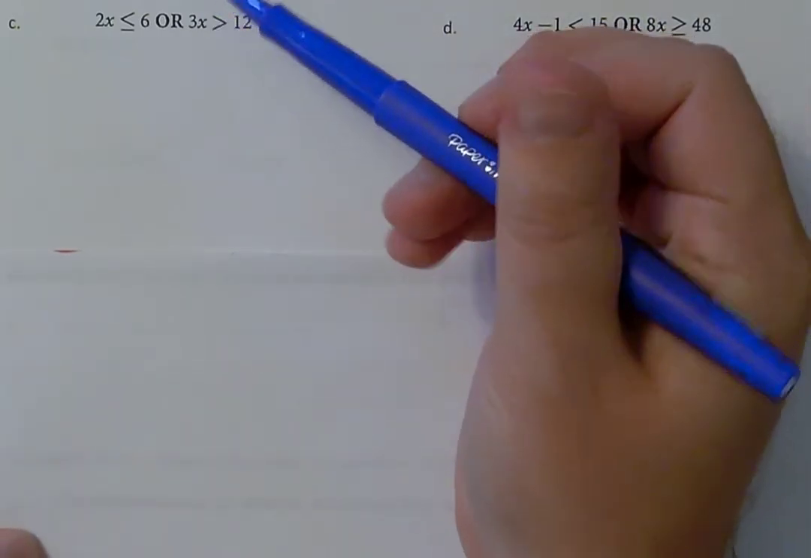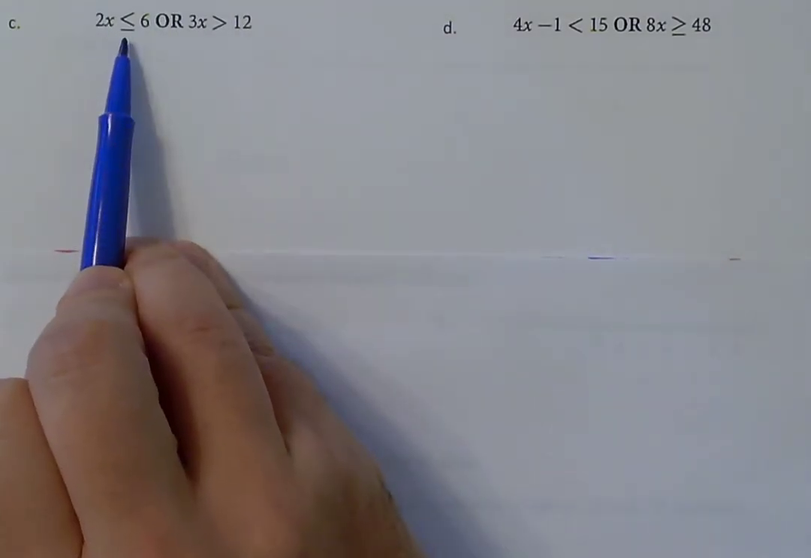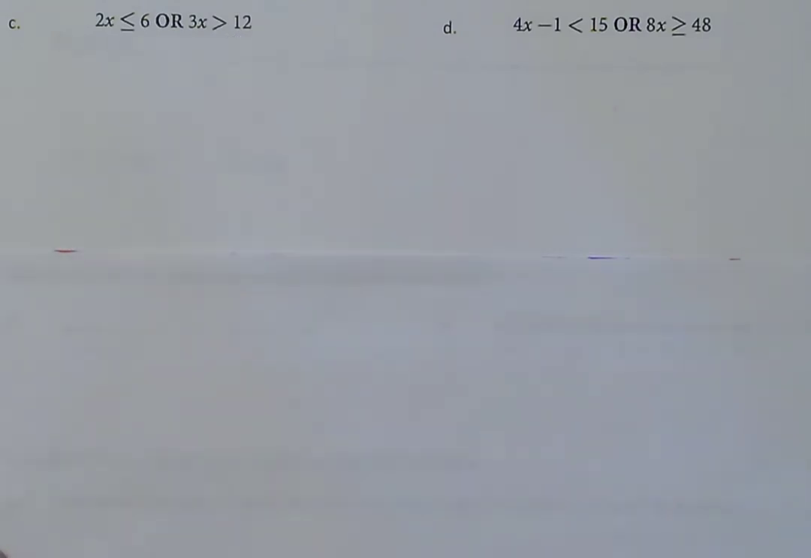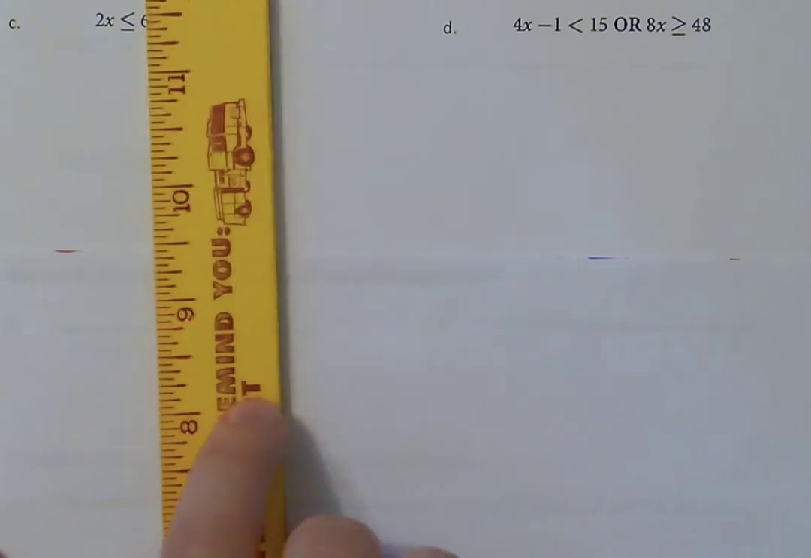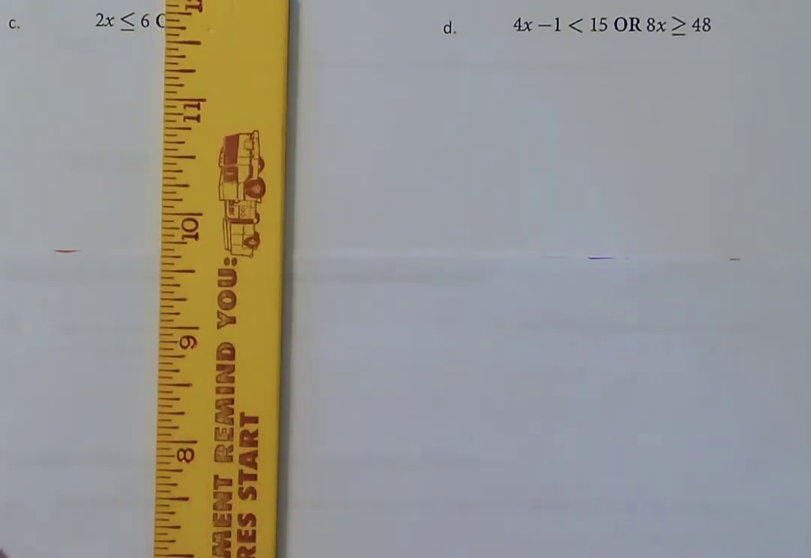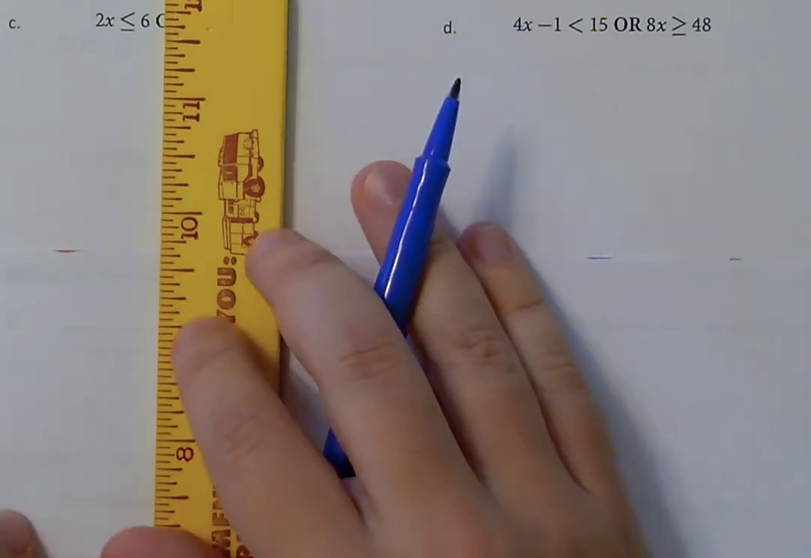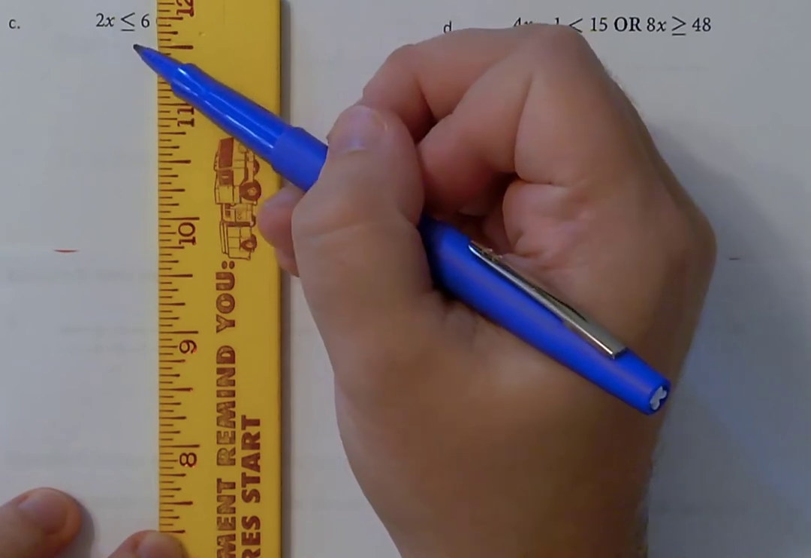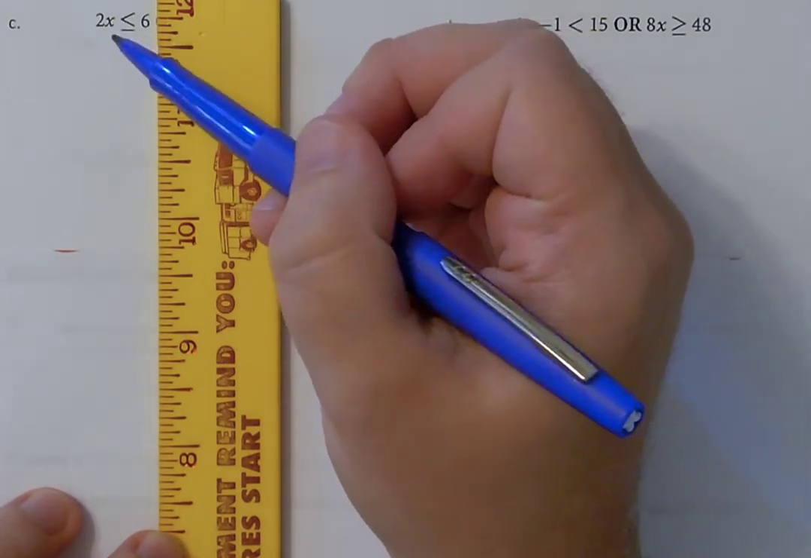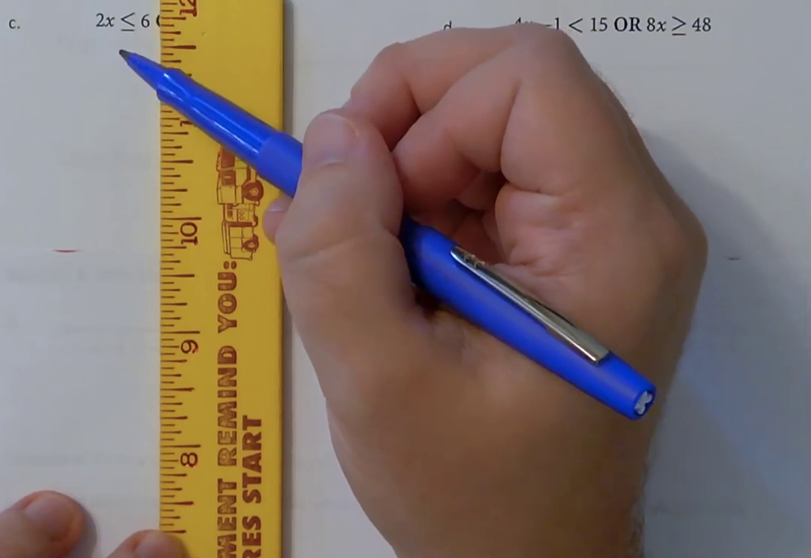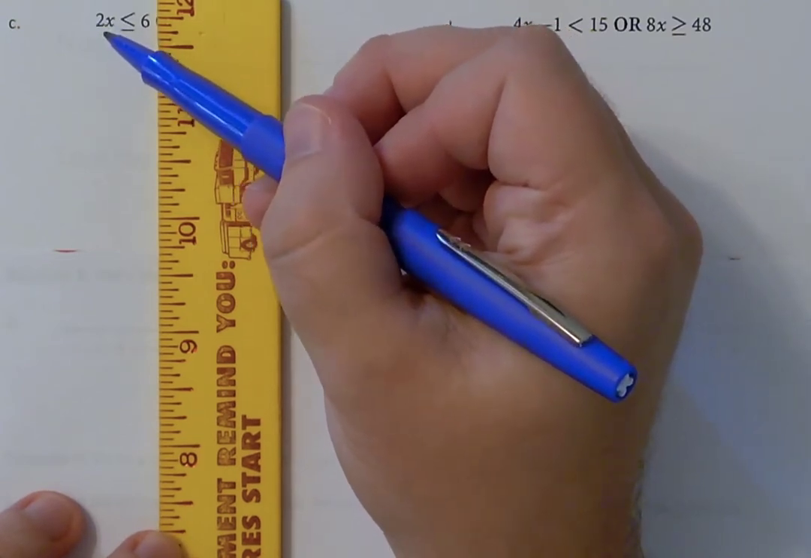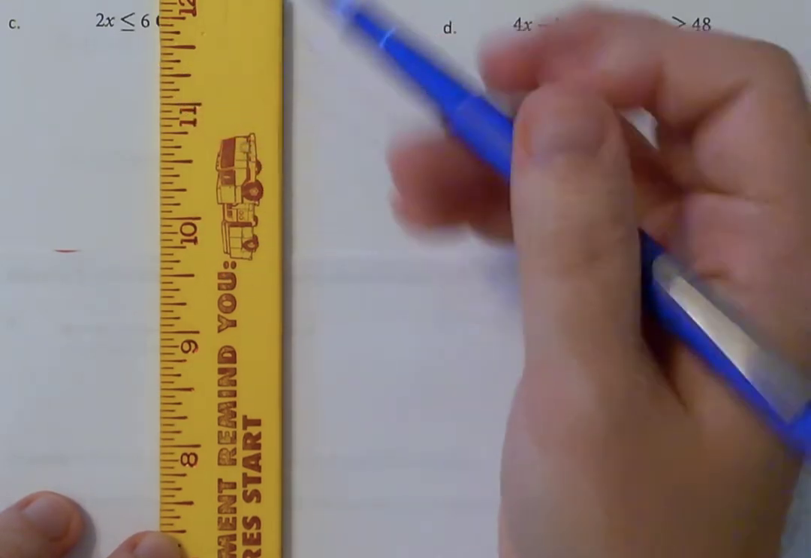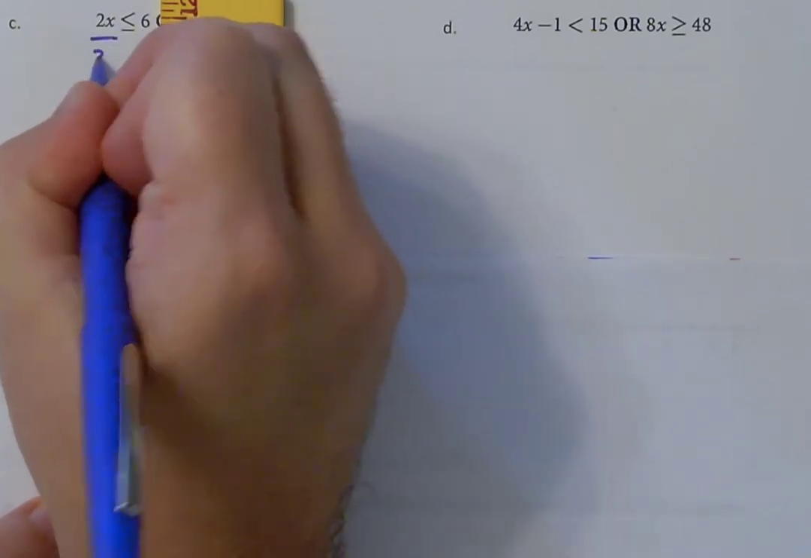So if we look at C, we have 2x is less than or equal to 6, or 3x is greater than 12. So what I suggest, again, is we're going to go through and cover up the right side first. So I have 2x is less than or equal to 6. If I were to normally solve this type of problem, you need to ask yourself, what would I do to solve for x? Because this is a 2x, it means 2 times x. So I have to do the opposite, which is divide by 2.